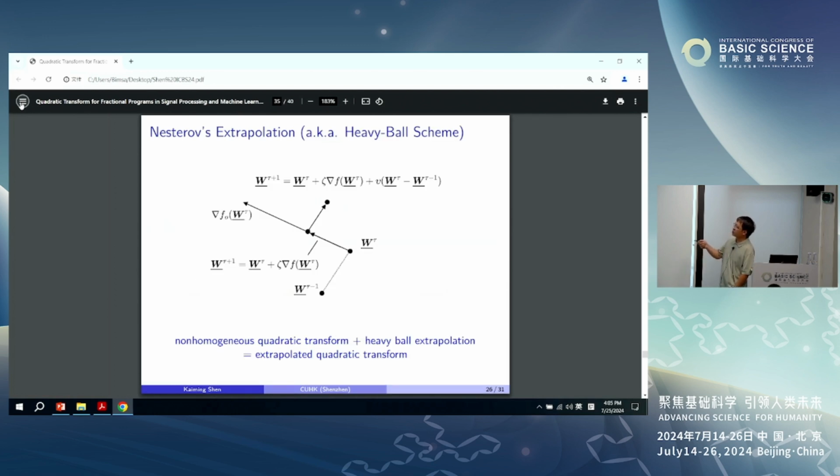So let me quickly review what Nesterov extrapolation is. Suppose right now we are at this position. According to the conventional gradient descent, we will follow the current gradient direction and move to this position. However, according to the Nesterov extrapolation, we assume that we have a heavy ball here, and it has inertia, and therefore it moves along the current gradient direction, and also it moves along the previous gradient direction. And by the combination of these two gradient directions, I will ultimately arrive at this new position. Okay? So the main idea is to incorporate this extrapolation scheme into the non-homogeneous quadratic transform, thanks to the connection between non-homogeneous quadratic transform and the gradient descent. And the resulting new method is referred to as extrapolated quadratic transform.